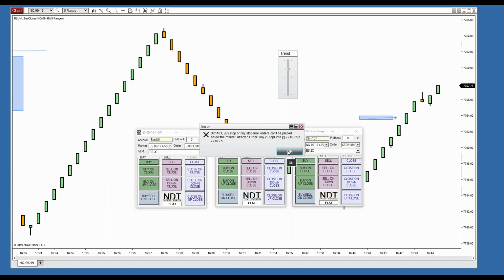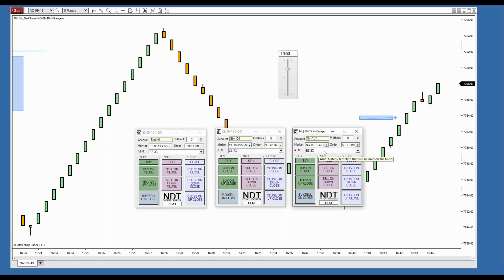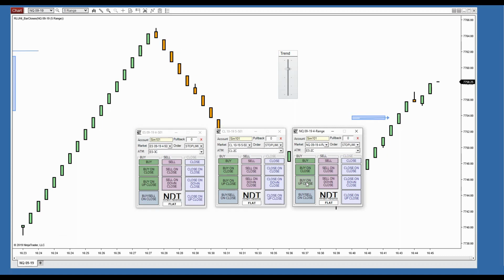Do the market affected order. Let's see, this is ES, crude, and the NASDAQ. And this should buy an up close here. I don't know why it's not. I would need Sergio. I mean, this should not be a problem. We've got the NQ, crude, the E-mini.